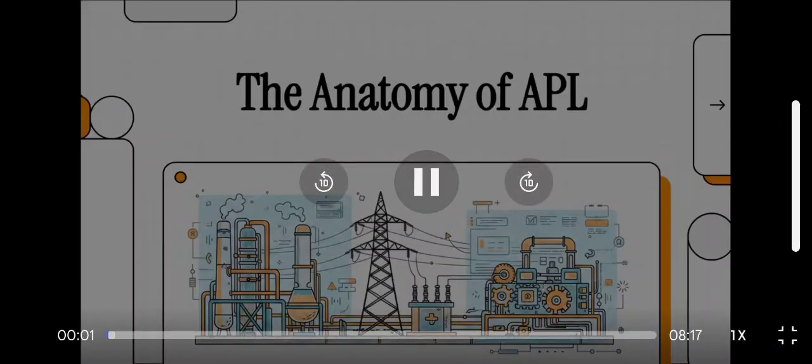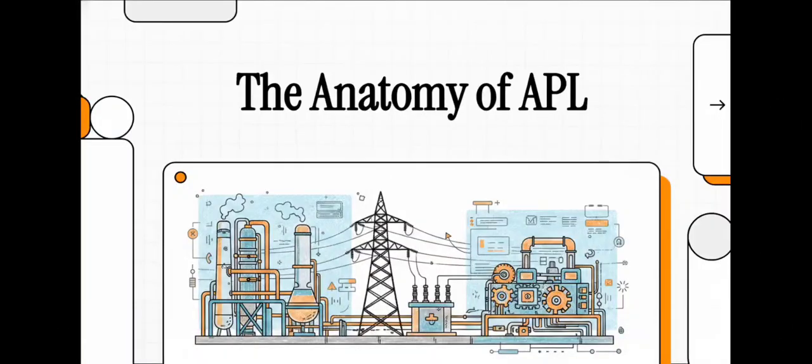Welcome to This Explainer. Today, we're doing something really cool. We're going to completely peel back the layers and take a look under the hood of massive industrial operations. We're going to explore the concept of digital anatomy, specifically focusing on the systems that keep everything from chemical plants to power grids running flawlessly, day in and day out.